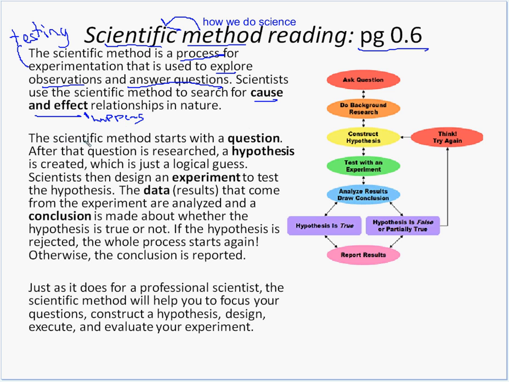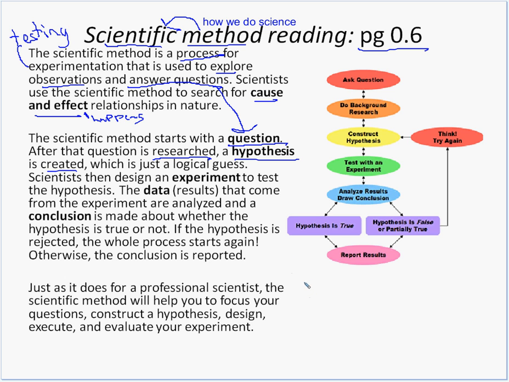Let's look at the second paragraph. The scientific method starts with a question. I guess that makes sense. If the process is answering questions, right, you've got to start with a question. It says after that question is researched, so you look for other people's thoughts, I guess. A hypothesis, another bolded word, is created with just a logical guess.